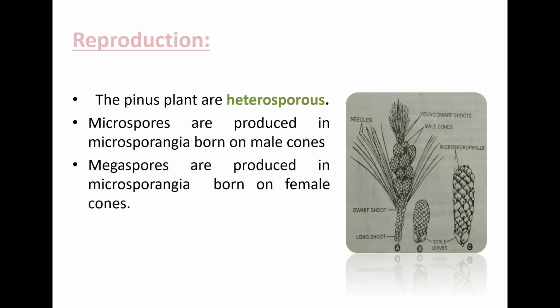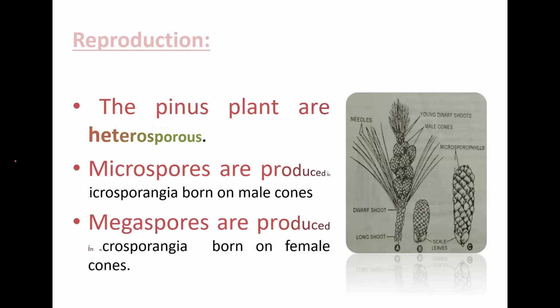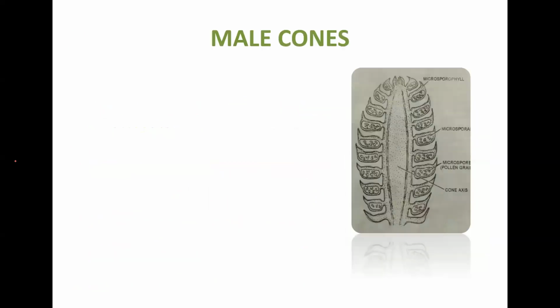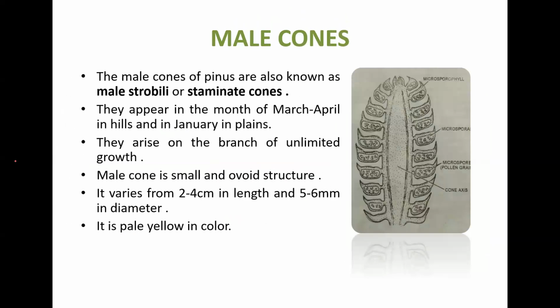This is a male plant. I'm just pointing here. This is a male plant. The male plant is developing microsporophylls. On each microsporophyll, you can see the development of microsporangia. And these microsporangia produce microspores. Am I clear? Yes, ma'am. Right.